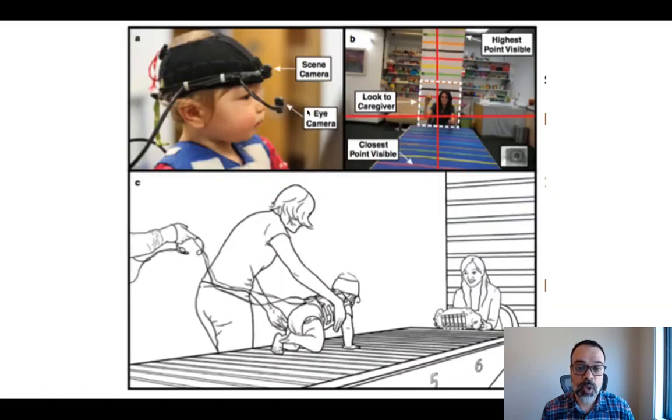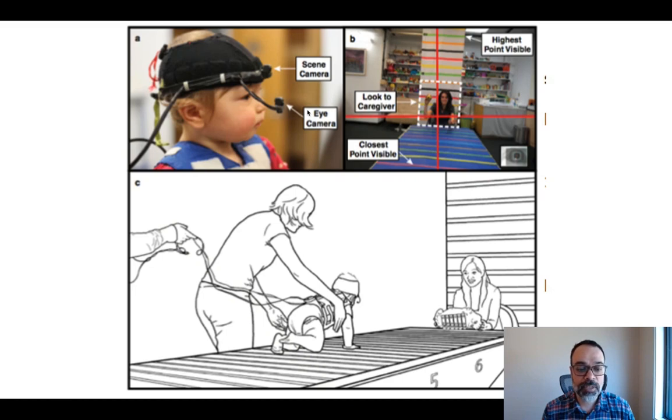So here's a little blow up of that figure so you can see in the top left what the headset on the infants looked like. They actually wore a little headset with two cameras. The scene camera would record what they were looking at, and the eye camera would record where their eyes were directed, so you could see what the babies were looking at relative to the scene in front of them. In the top right panel, panel B, you can see an example of what this looks like. There are all these stripes so that the researchers, when they look at these videos, can tell what's going on and measure things pretty precisely.